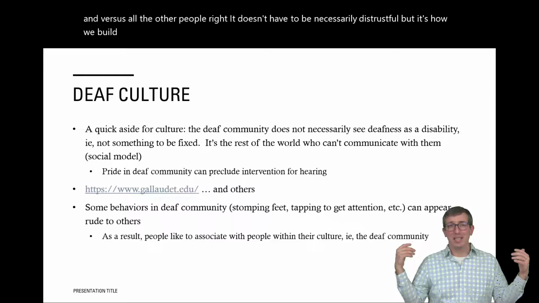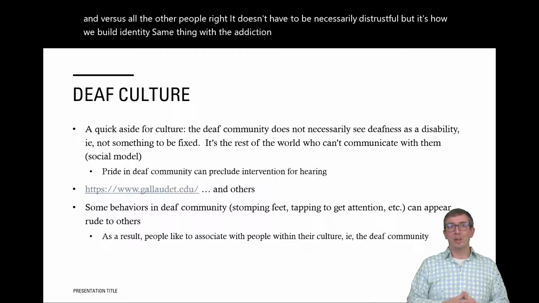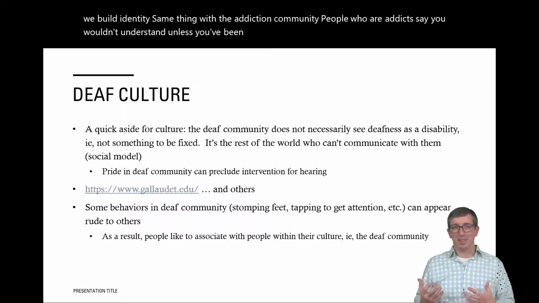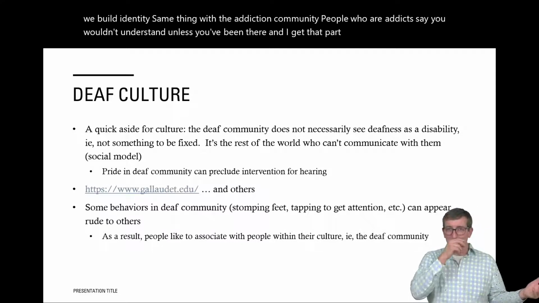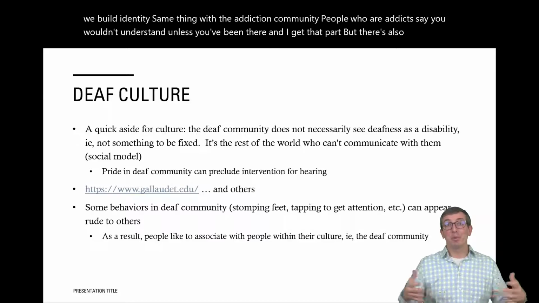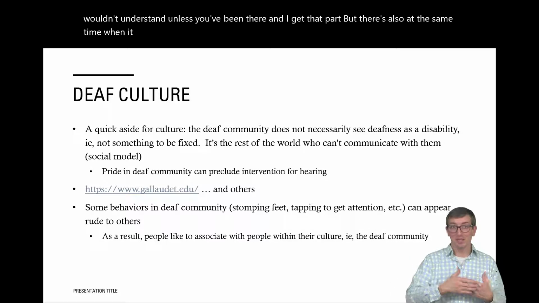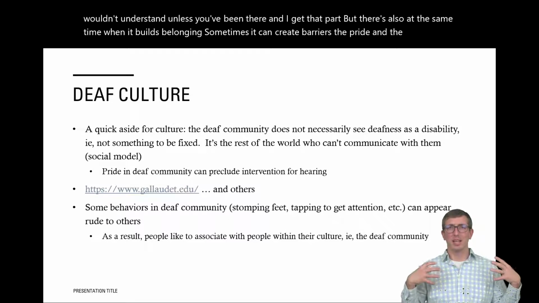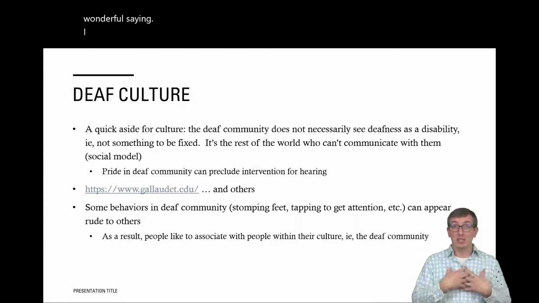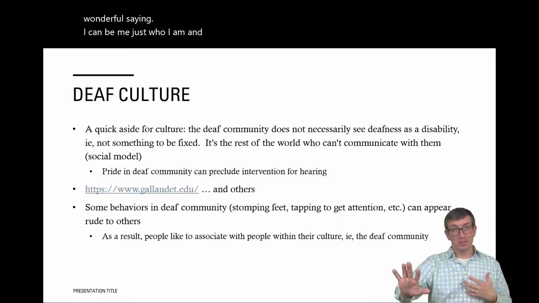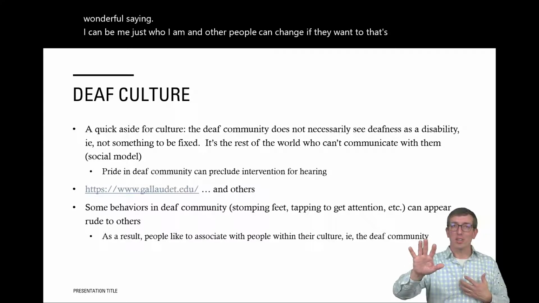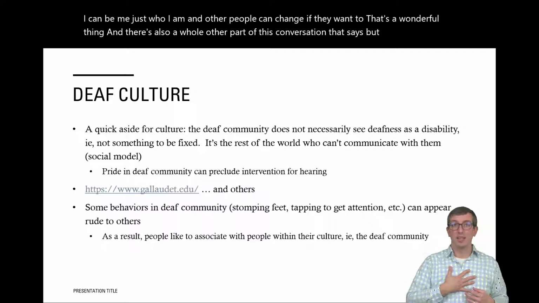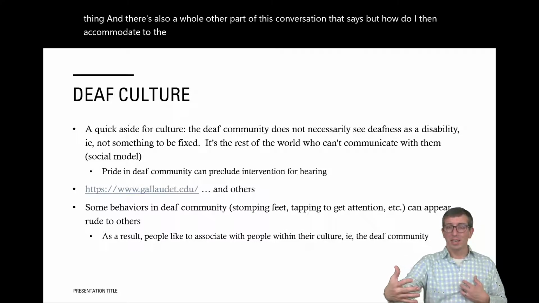Same thing with the addiction community. People who are addicts say, you wouldn't understand unless you've been there. And I get that part. But at the same time, when it builds belonging, sometimes it can create barriers. The pride and the wonderful saying, I can be me, just who I am, and other people can change if they want to, that's a wonderful thing. And there's also a whole other part of this conversation that says, but how do I then accommodate to the rest of the world? And who should be doing that?